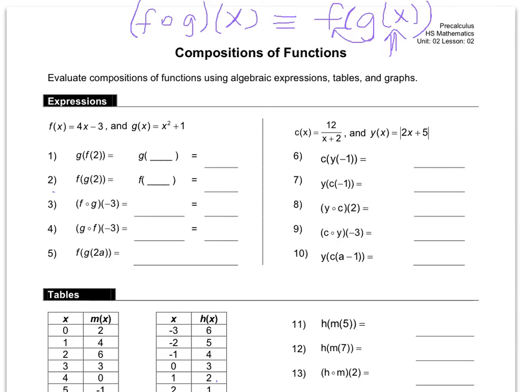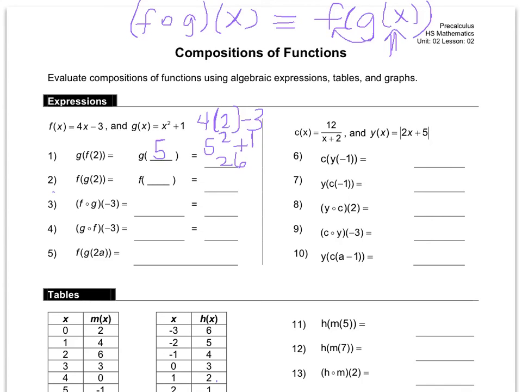So looking at problem number 1, g of f of 2. First, we look at f of 2, which gives us 4 times 2 minus 3. 4 times 2 is 8, minus 3 is 5. We apply the 5 to function g. G of 5 gives us 5 squared plus 1, which is 26. The resulting answer is 26.